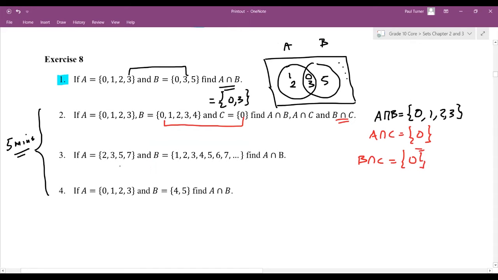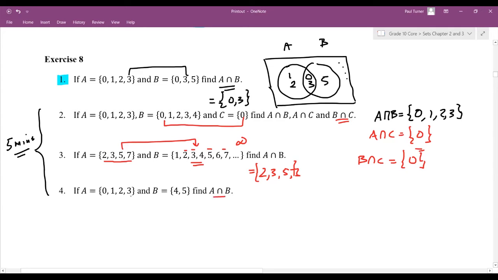Okay, A is 2, 3, 5, 7, B is 1, 2, 3, 4, 5, 6, 7 to infinity. So this is an infinite set, but that's not a problem. So we've got 2, 3, 5, 7, and we find them in the set here. So A intersect B is 2, 3, 5, 7. Put a bracket like that. So this A is actually a subset of this infinite set here. All the elements are inside it.